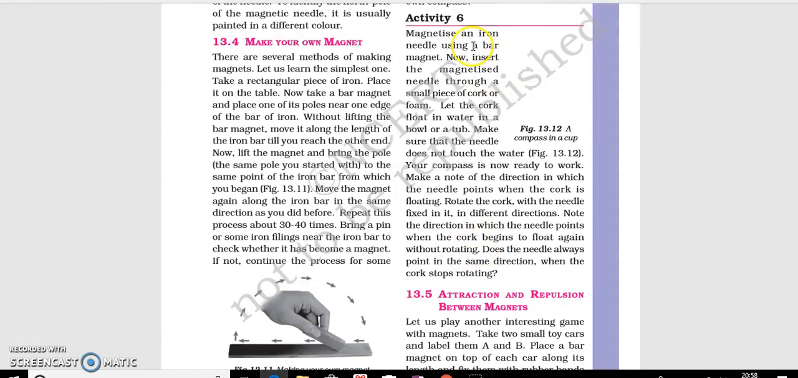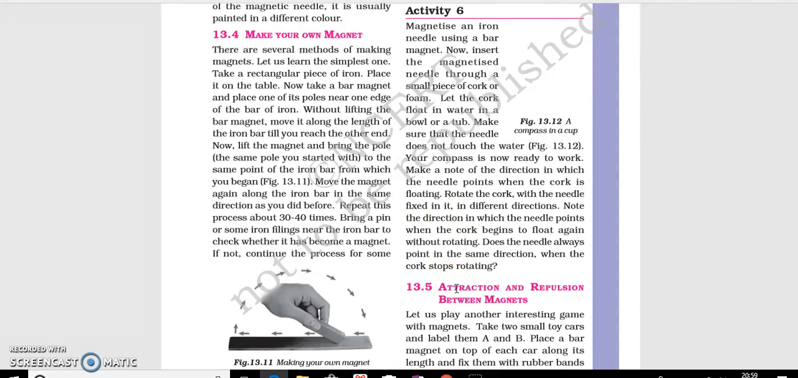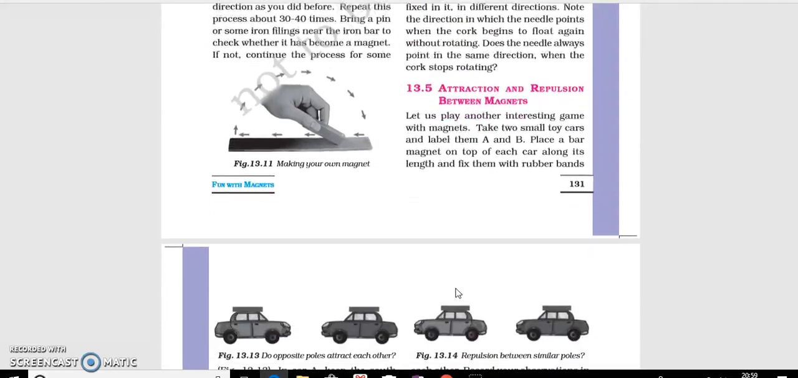In the next activity, we have taken an iron needle magnetized using a bar magnet. We have inserted the magnetized needle through a piece of cork or foam. Now we take a bowl of water or a tub of water and we put it inside it. So you see that when you rotate the cork with the needle fixed in it in different directions, it always comes to rest in the north and south direction.